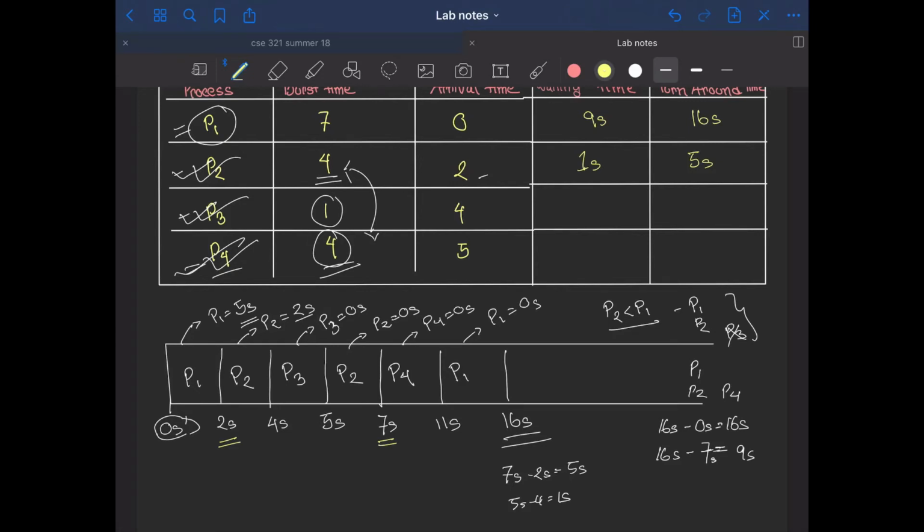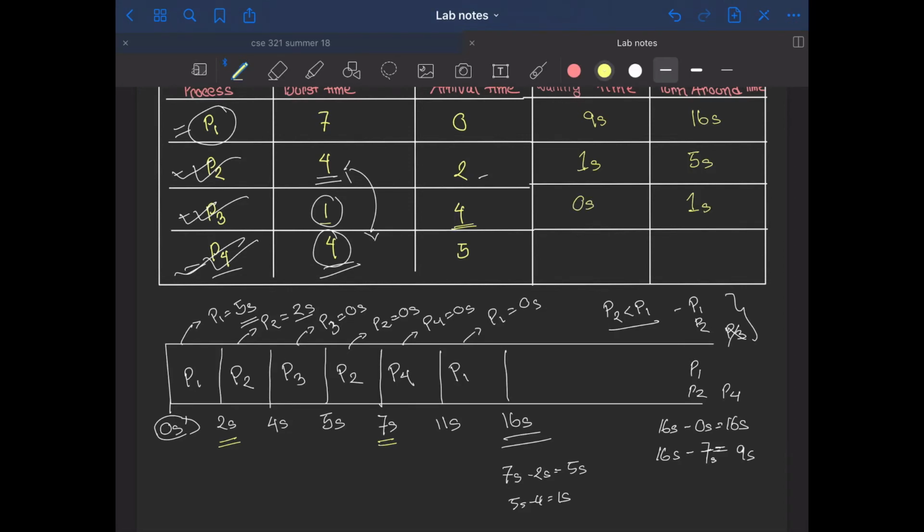Now we have P3. P3 came at the 4th second, got the CPU instantly, and worked for 1 second and left at the 5th second, right? So the turnaround time for P3 is 1 second because it worked for only 1 second. There was no waiting time here. That's why it is 0 seconds for the waiting time.